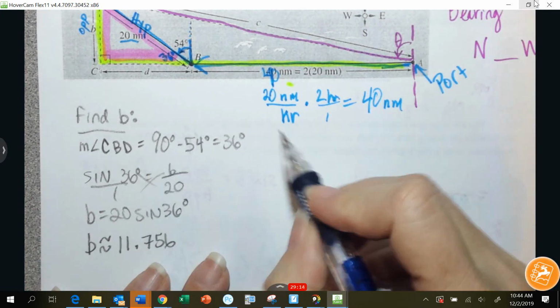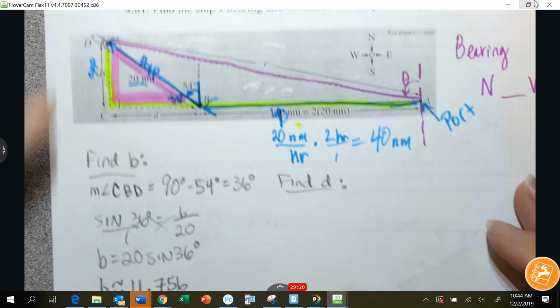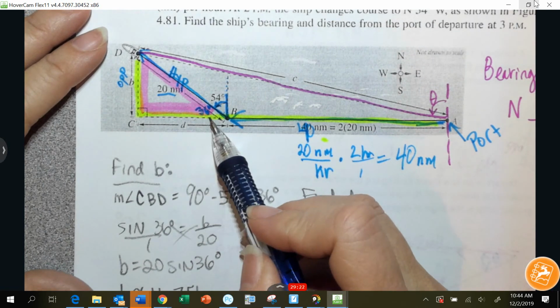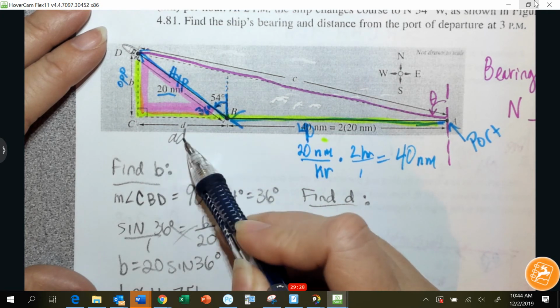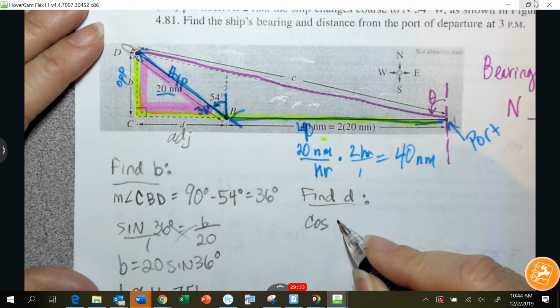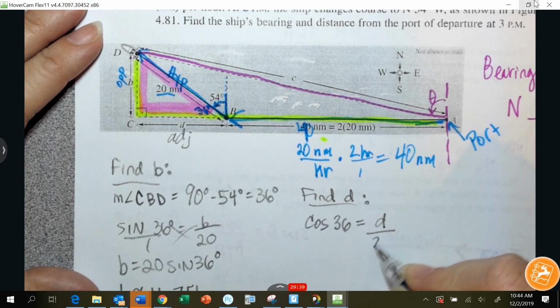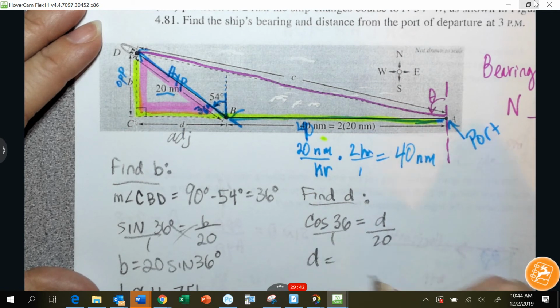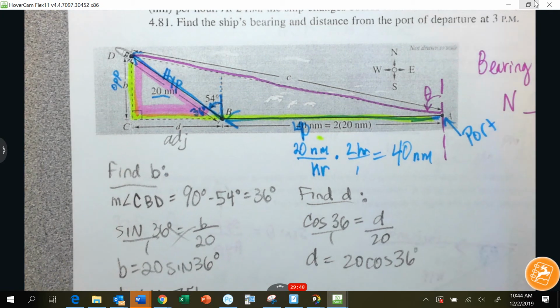So now I'm going to find, what's next? D. Same triangle, same angle, same hypotenuse, but D is the what? Adjacent. So that means cosine. So you can use 20 cosine 36 if we need it later. You can use that whole thing, or you can store it as D. Yes?